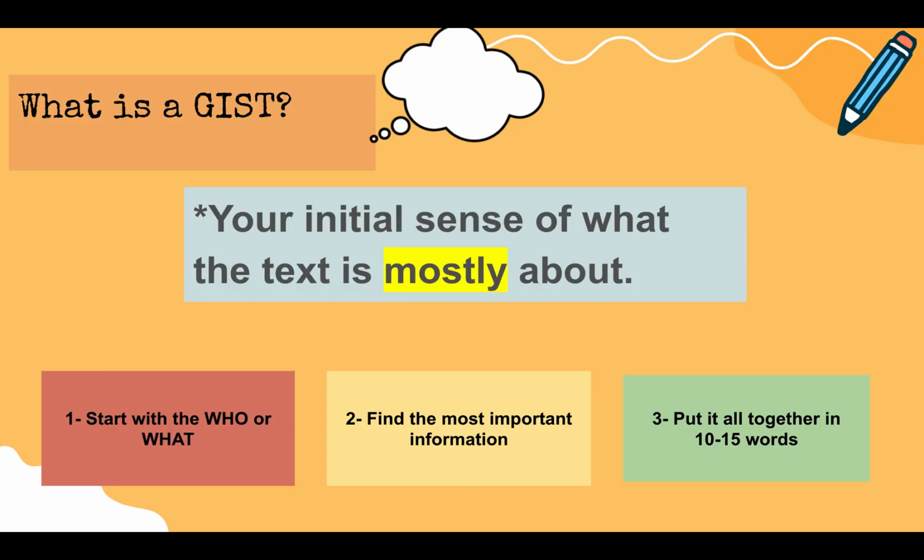So what is a GIST strategy? The GIST strategy is your initial sense of what the text is mostly about. You'd start by thinking about who or what is this text mostly about. Then think, what is the most important information about that who or what in this part of the text? Then you'll put it all together in 10 to 15 words to create a short summary of what you just read. If this sounds very familiar, it's because you're basically finding the central idea of what you just read.